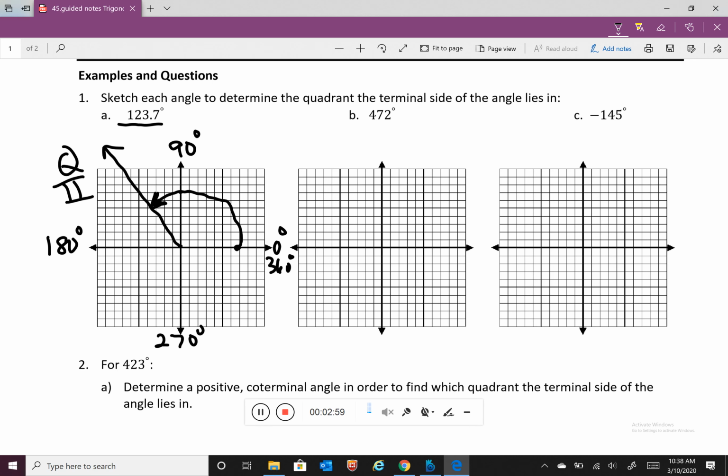Now notice 472 degrees. It is positive, so that helps me understand that I'm going in a counterclockwise direction, but I'm also noticing that it is past a full rotation. So a full rotation is 360 degrees. If I go 90 more degrees, I'm at 450. But I have to go 22 degrees farther. So for this angle, I am also in quadrant 2.